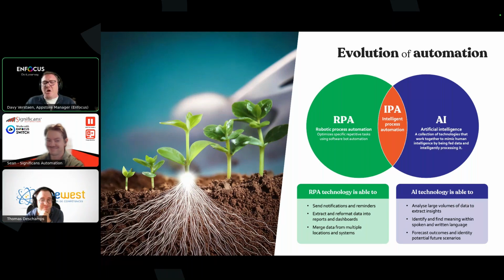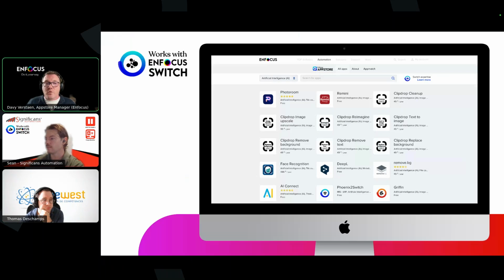It's too bitter. We're not talking about the beer here. We're talking about intelligent processing automation, and that is combining RPA with AI, and that is what we're going to see today. Again, we're talking about app stores. We're talking about the Works with Enfocus Switch ecosystem.